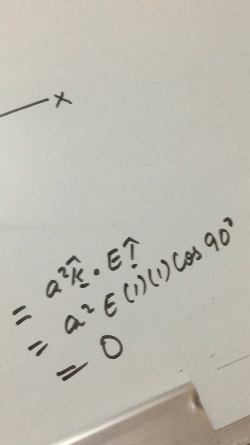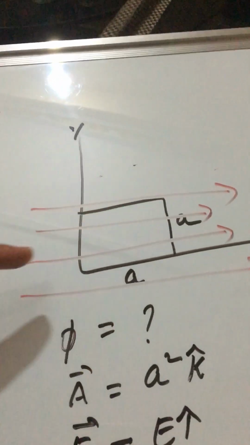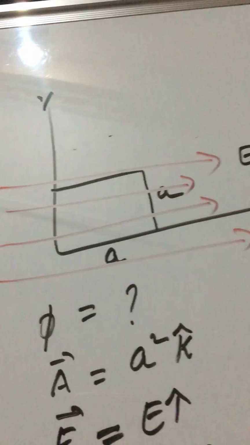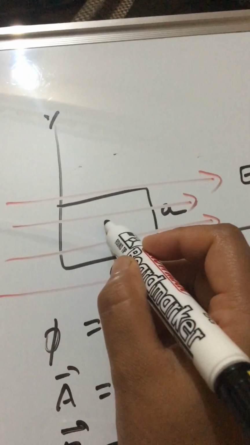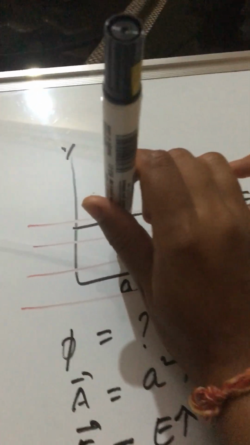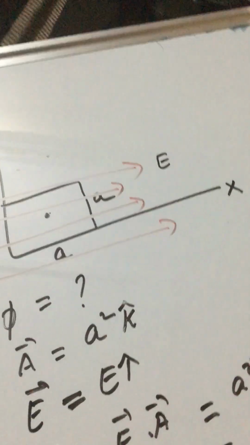In this case you may see, though the electric field is passing this area, the area vector is normal to the electric field. So the total flux is 0. Now let me take another case. A simple case, I'll choose it. Let's see this way.